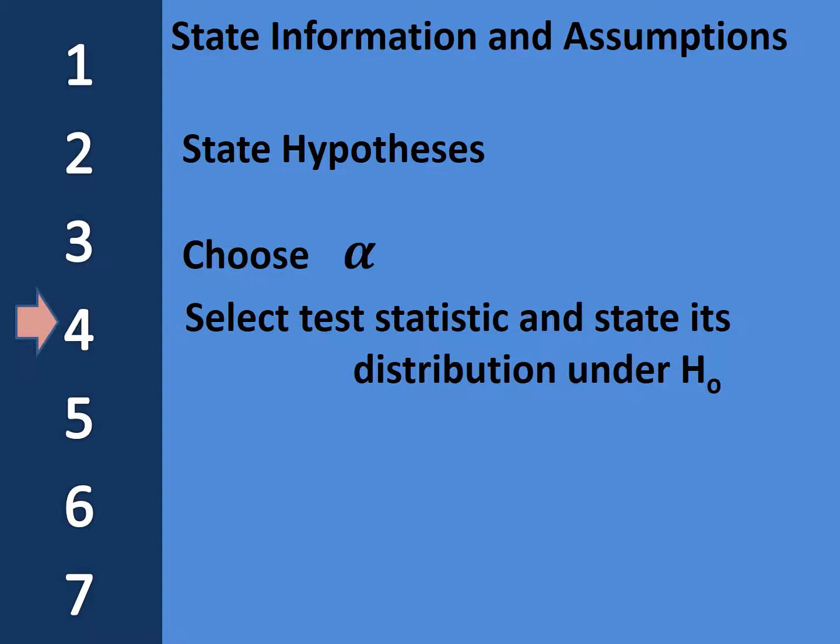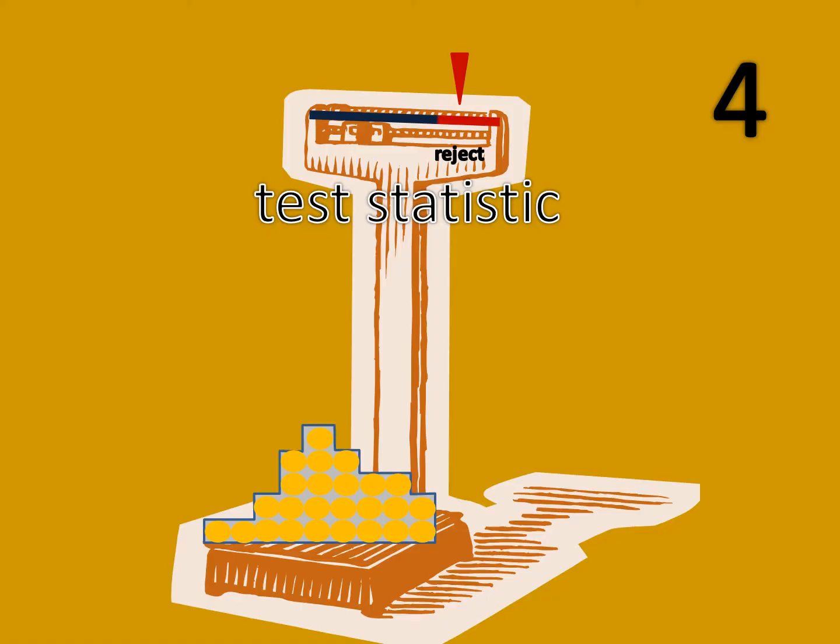Having completed steps 1 through 3, we are now ready to do step 4, which requires us to select the test statistic to be used and to state its distribution under the null hypothesis. Step 4 involves determining the test statistic, which is the form of measurement upon whose value is based the decision to reject or not reject the null hypothesis. For example, if the value of the test statistic based on the sample is high, which suggests a high toxic environment, we may decide to reject the null hypothesis.